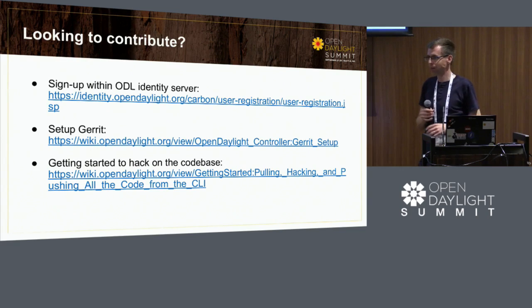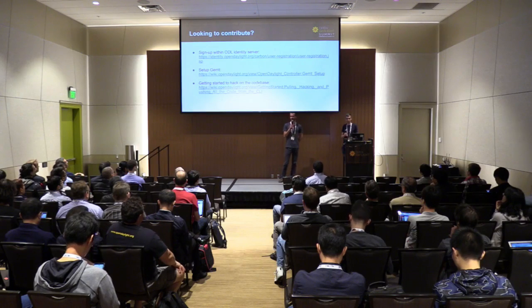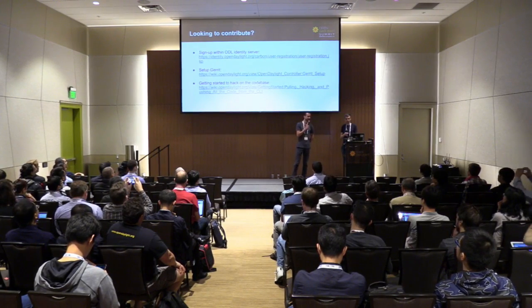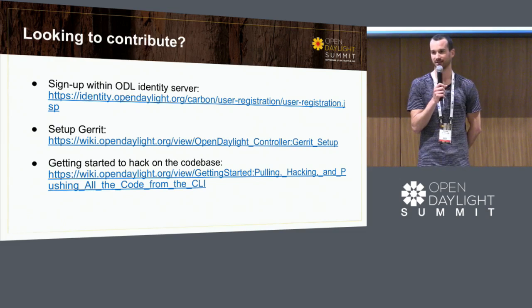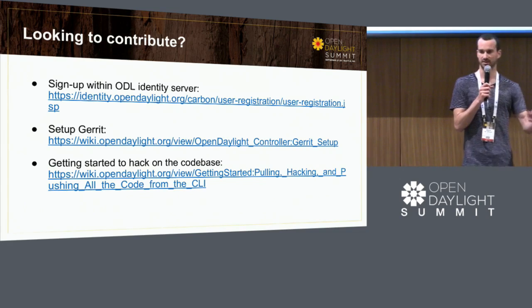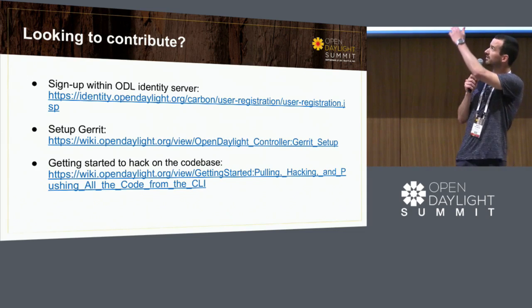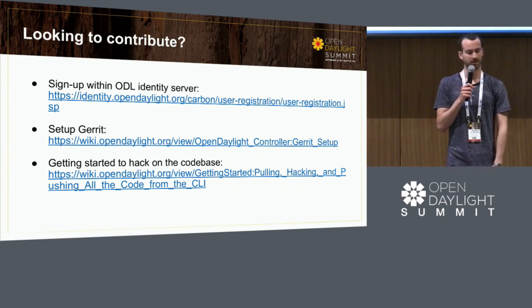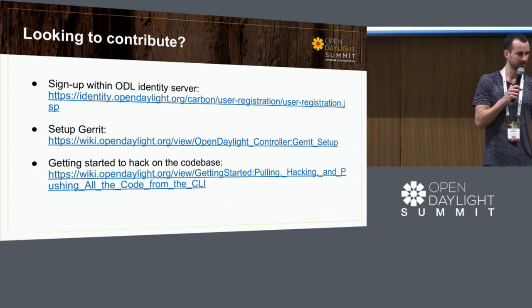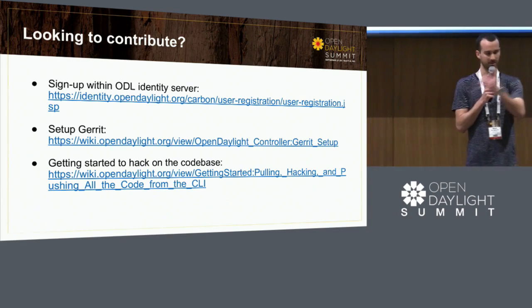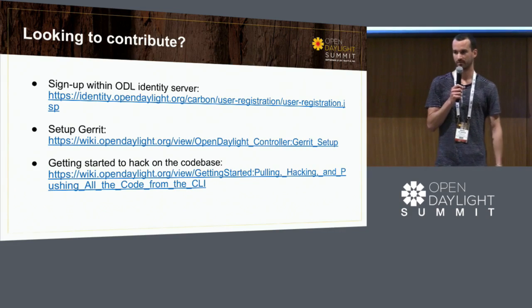Now that you know pretty much how to onboard on OpenDaylight, the way to contribute is, first, you need to create your own identity. OpenDaylight uses WSO2 for that, but regardless, you can click on the first link and register. Then you have to set up Gerrit. And finally, you can start hacking the code base. Those three links will guide you through that process.